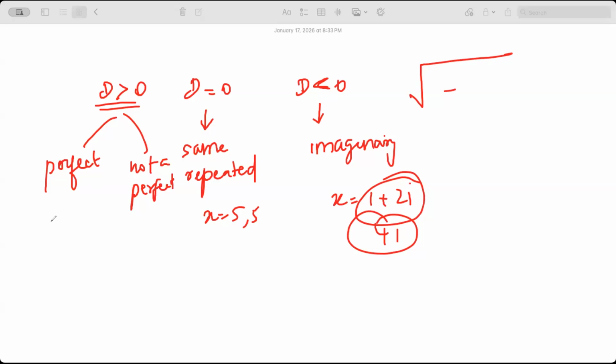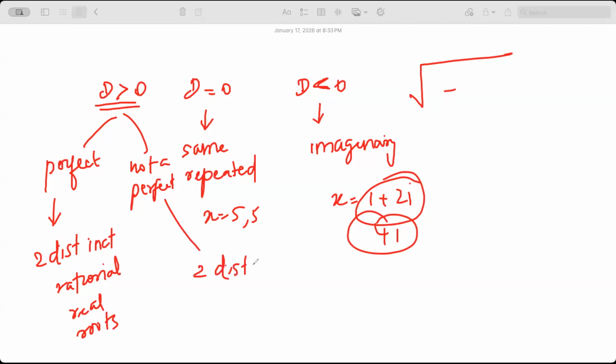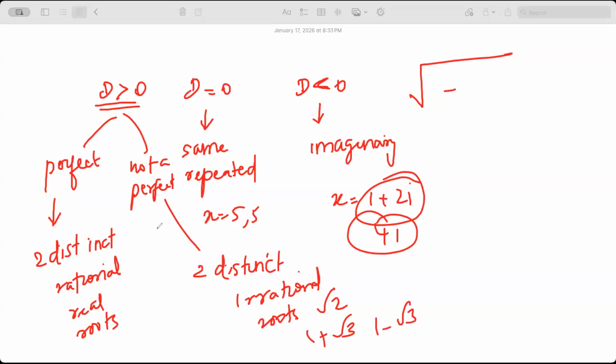Perfect square means two distinct rational real roots. Rational means it's real roots. Not a perfect square means two distinct irrational roots. Irrational roots means what? Square root of 2, square root of 3, 1 plus square root of 3, 1 minus square root of 3, like that. Makes sense?